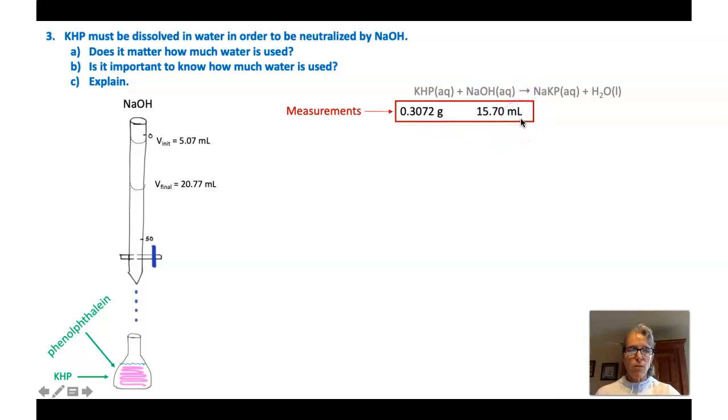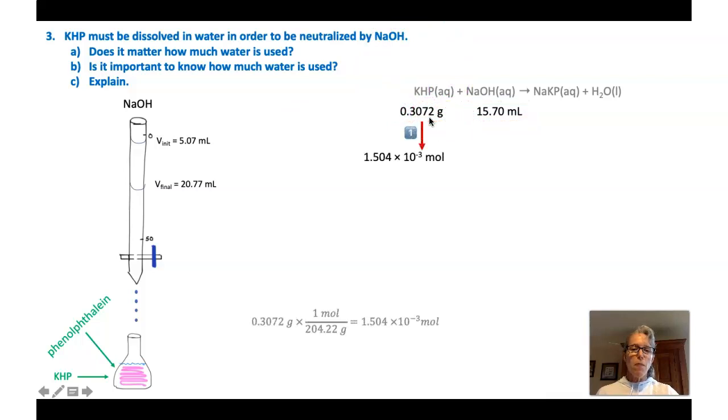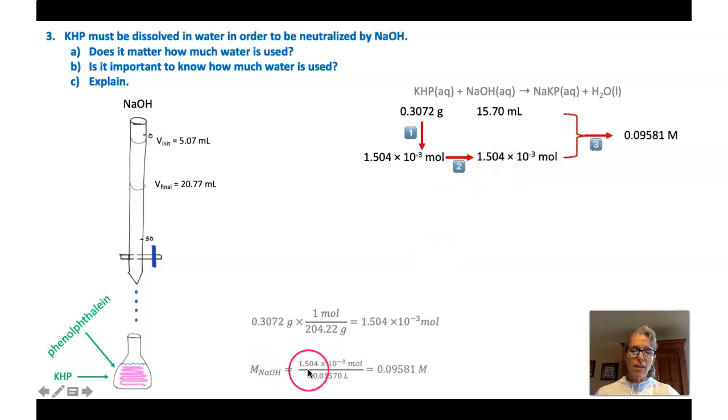So the measurements that we need are the initial mass of the KHP and the volume of sodium hydroxide used. Okay, let's think through the calculations now and see if water factors in at all. First, we'll take these 0.3072 grams of KHP, use the molar mass, and figure out how many moles of KHP we have. Then we'll factor in the 1-to-1 reaction ratio and determine how many moles of sodium hydroxide we have.